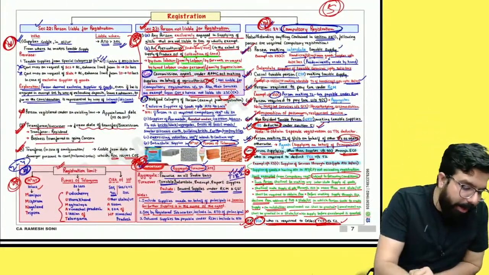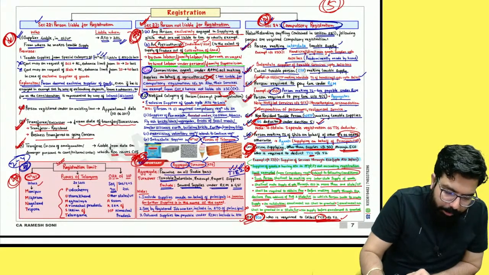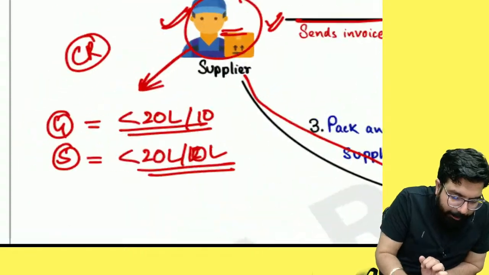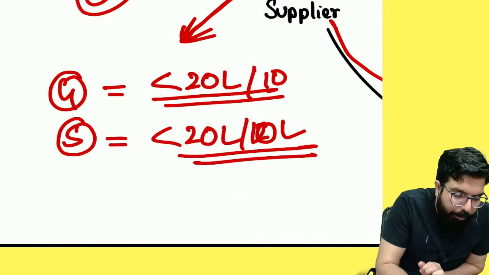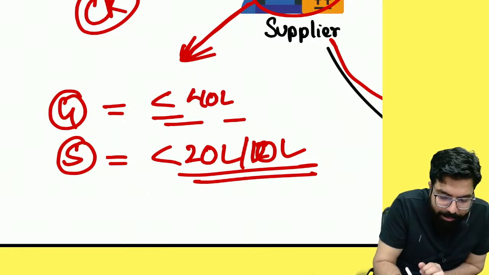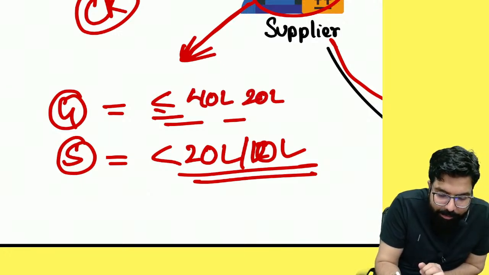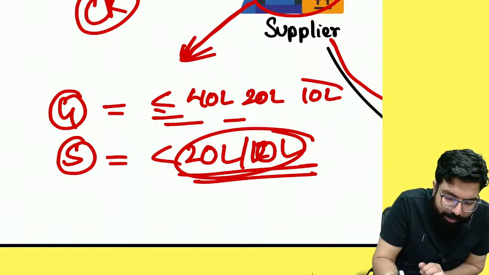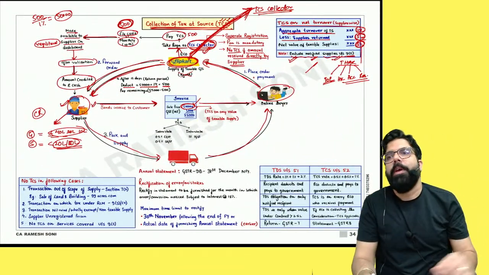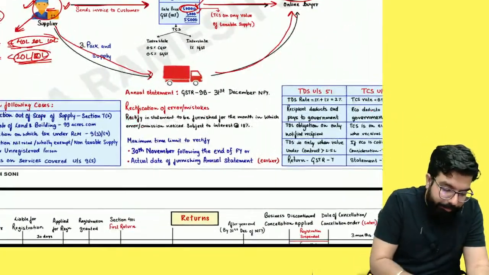Please come back, everyone. So tell me one thing. Supplier of goods will be exempted up to what limit? 40 lakh, 20 lakhs, 10 lakhs. Supplier of services, 20 and 10. Are we all clear till here? Can we go ahead? People, tell me one thing.